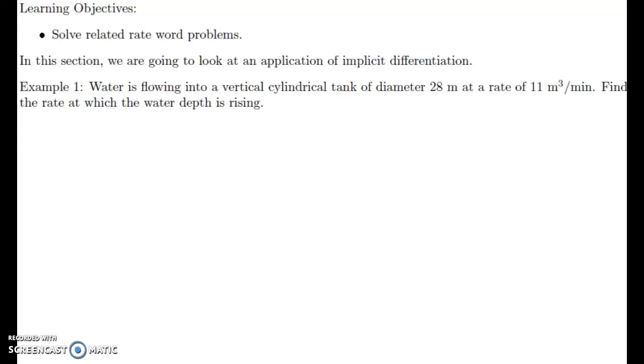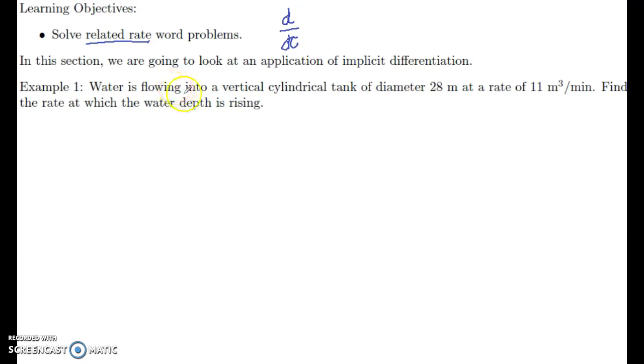In this section, we are going to look at an application of implicit differentiation. The problem that we're trying to solve is called the related rate problem. Whenever we see related rates, we are usually talking about d over dt, so something is changing with respect to time. So let's take a look at example 1.